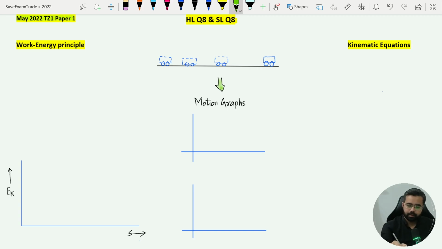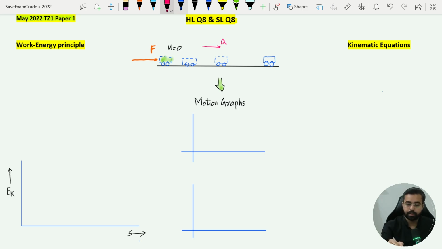A card is at rest in the start. That's why its initial speed is zero, and a constant force starts acting upon this card, due to which this card was accelerating with a constant value. That's why it is called uniform accelerated motion.